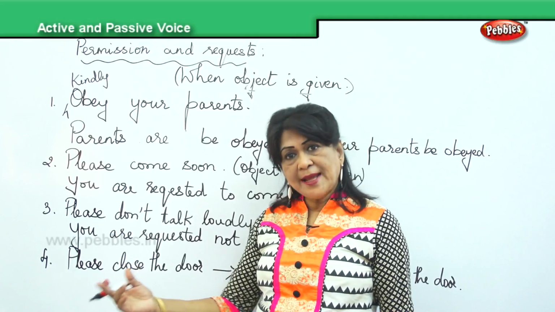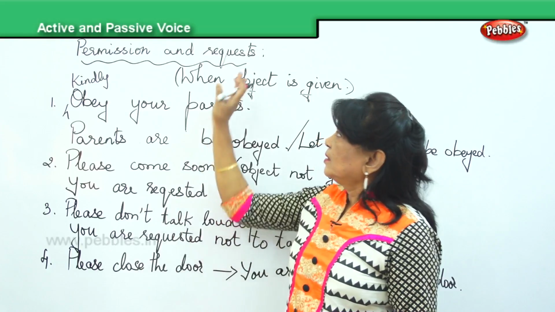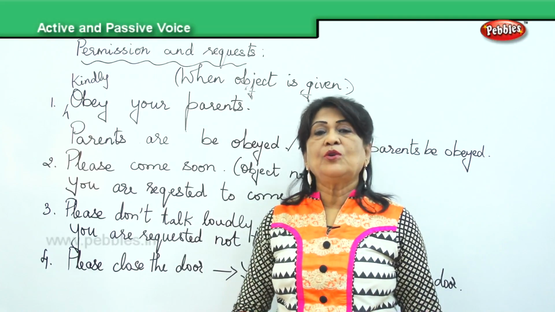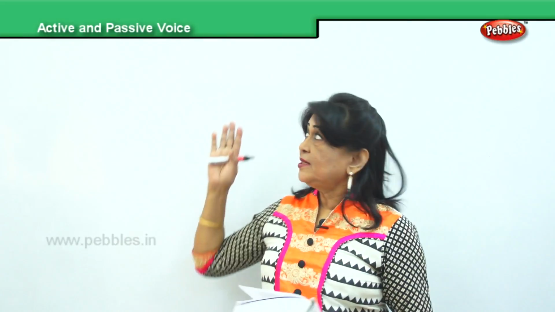We will move on to the next, that is, we have written requests here. We have some more to go. We will see the remaining sentences now. Under permission and request, we are going to see sentences beginning with let. In passive voice we saw sentences beginning with let. Now, we are going to see sentences beginning with let in active voice itself.